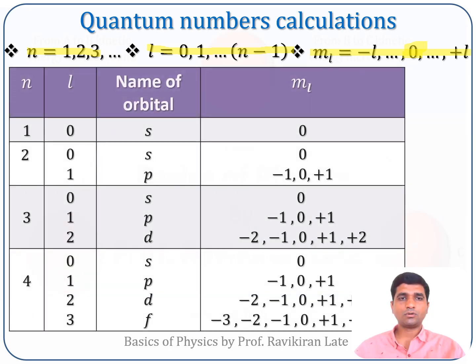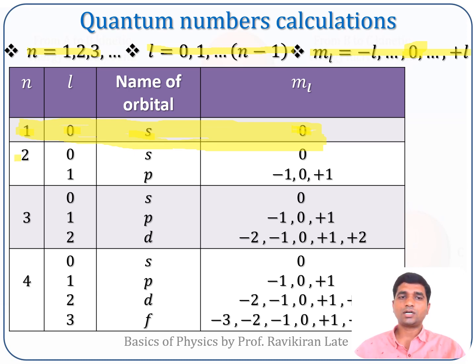Now consider, for your reference I have prepared a table. For n equal to 1, the possible value of l will be 0, that is the s orbital, and the ml value will be minus l to plus l, that is minus 0 and plus 0, which is the same. So there will be only one orbital in the ground state, and that is the 1s orbital. We know that only the 1s orbital will be there in the ground state of the hydrogen atom.